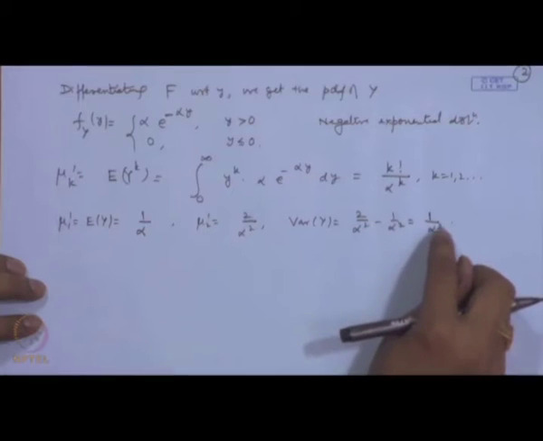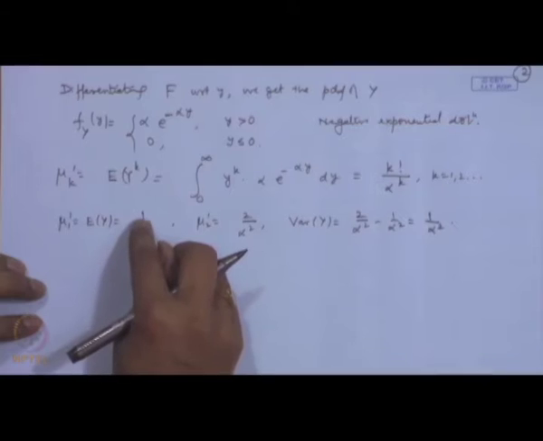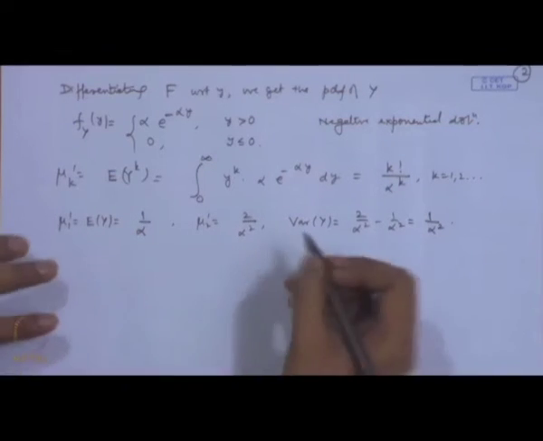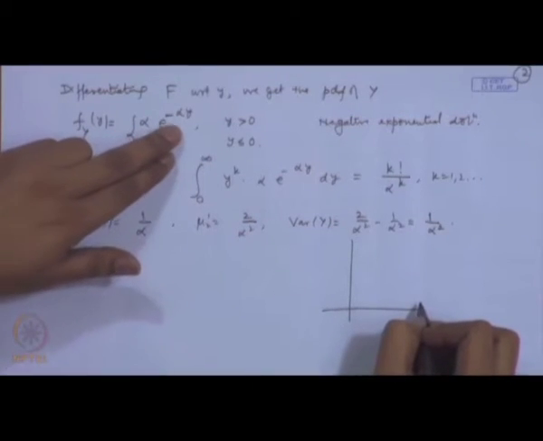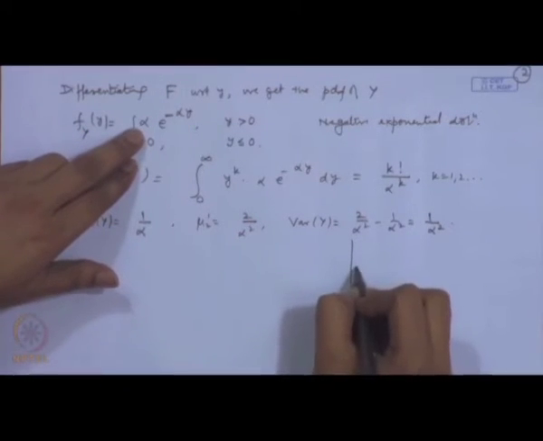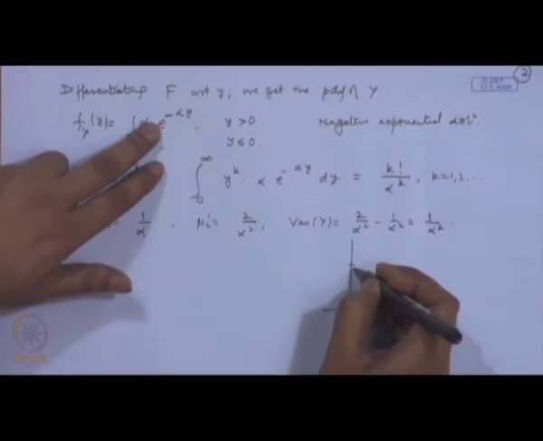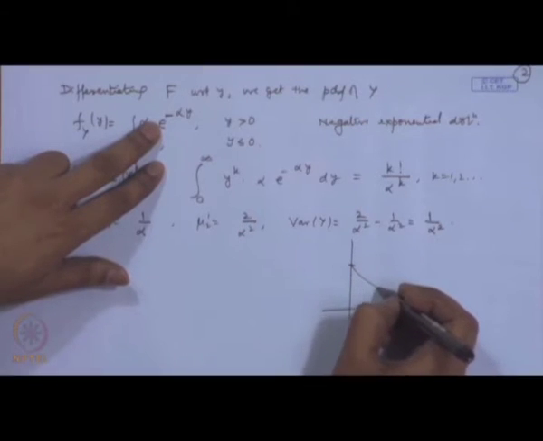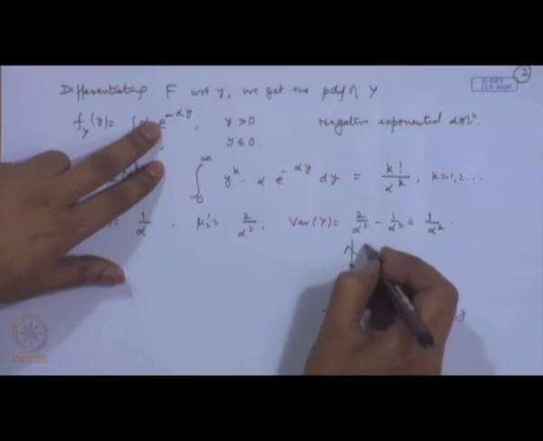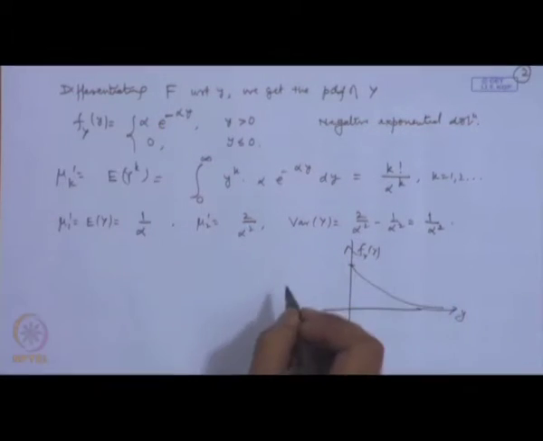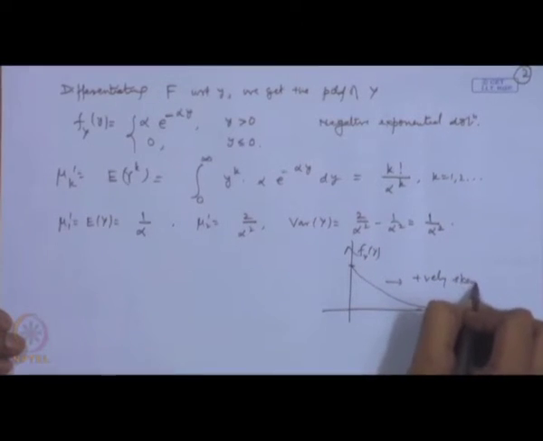So, in the case of exponential distribution, the variance is the square of the mean. One may also calculate, of course, plotting of this distribution is very simple, because alpha e to the power minus alpha y, at y equal to 0, the value is alpha, and thereafter, because e to the power minus alpha y is a decreasing function, it will decrease. Naturally you can see this is a skewed distribution, positively skewed distribution.